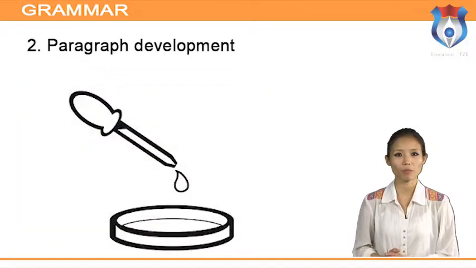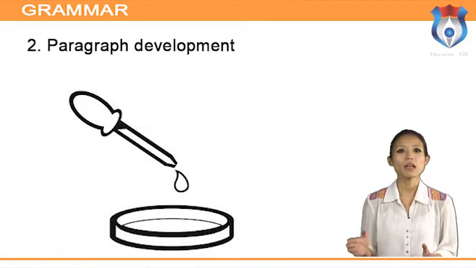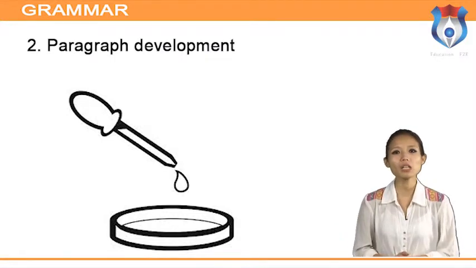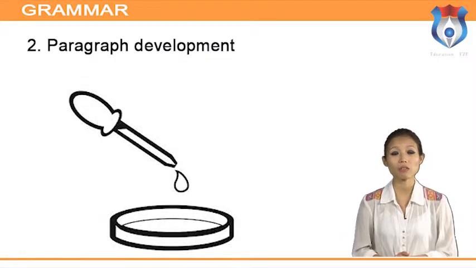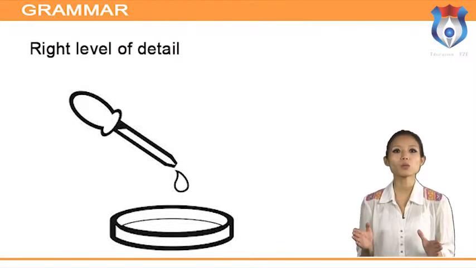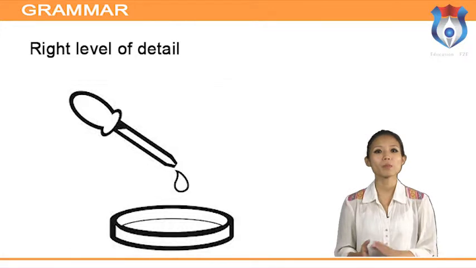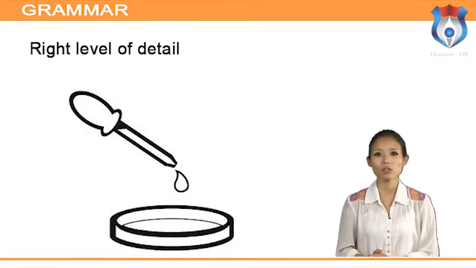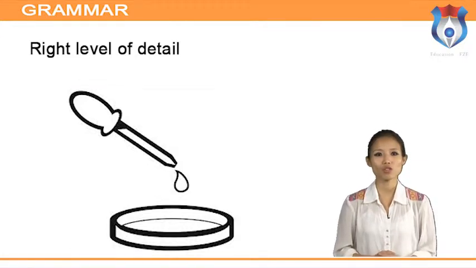Paragraph development. An effective paragraph is a fully developed paragraph which does not leave any significant question in the reader's minds. Developing paragraphs with the right level of detail. We must provide the right details to our readers. It is not enough to make assertion.